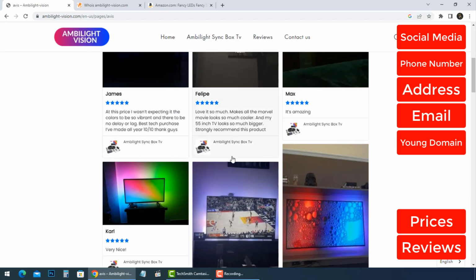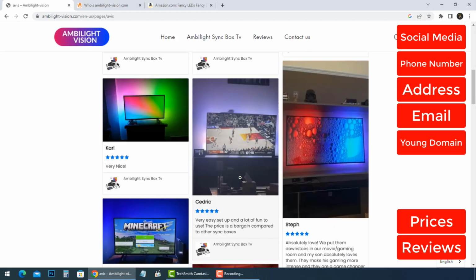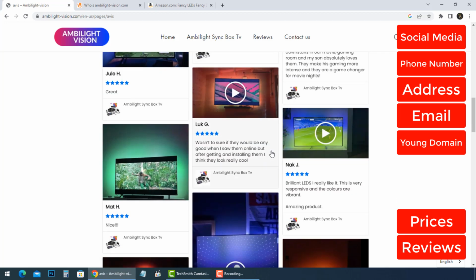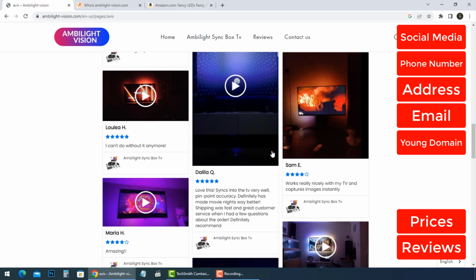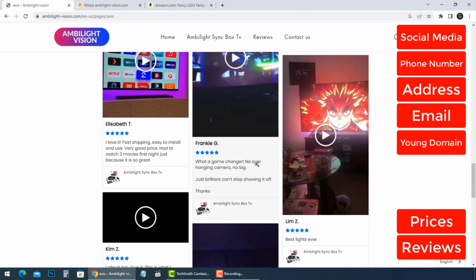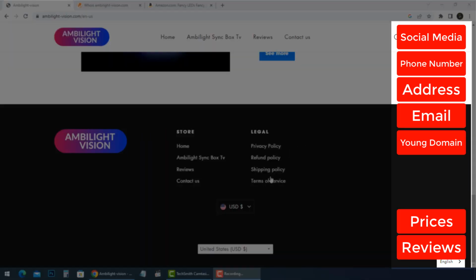There are many reasons why you should not try shopping from the website. Please check all details before buying anything. Based on the information available, at last, there are many red flags, and these are reasons why you should not try shopping from Ambilight-Vision.